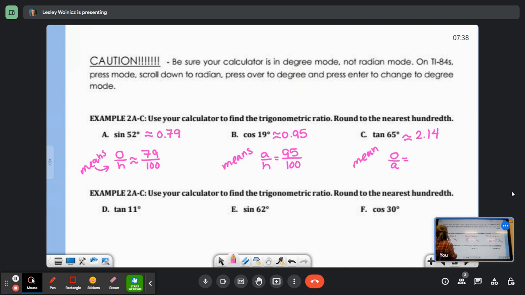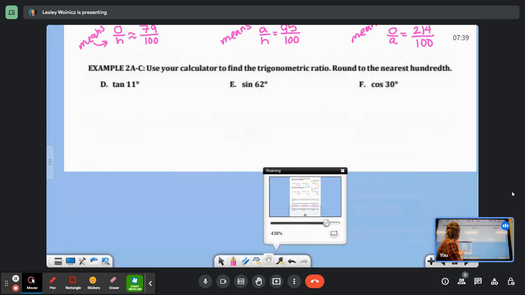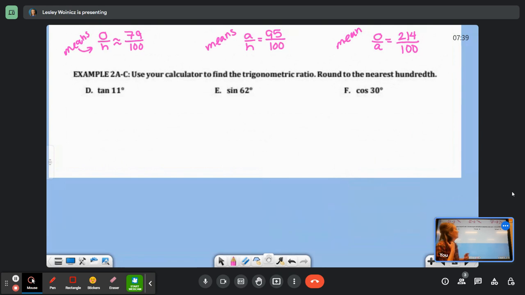Yikes. I'm having a brain fart, guys. Should I just make it over 100? It would be 214 over 100. It's like, do I do 100 or 1,000? I think 100 makes more sense. Okay. Use your calculator. These are exactly the same. We're not going to do these. Sorry, not sorry.